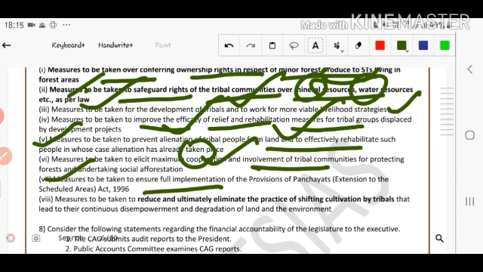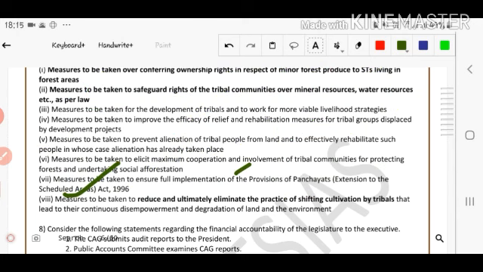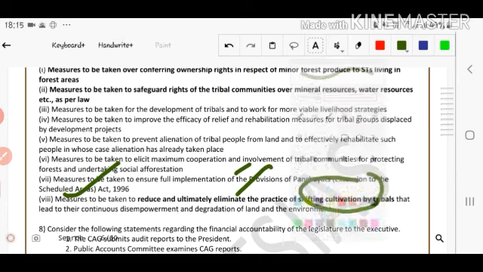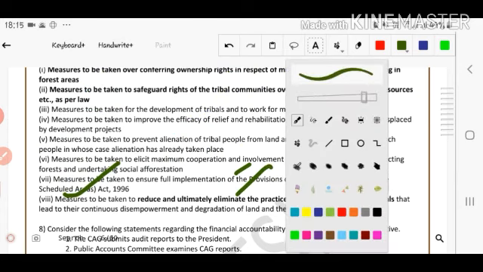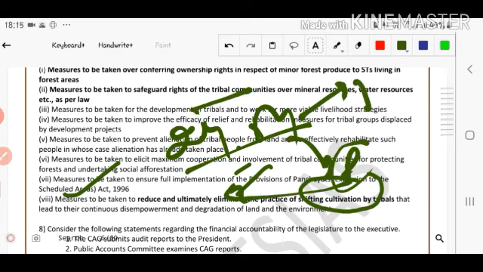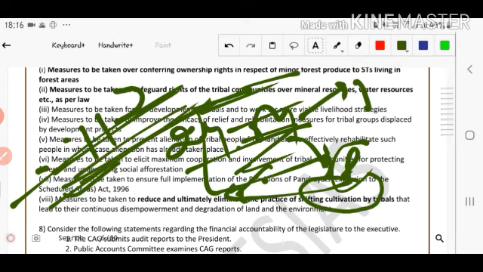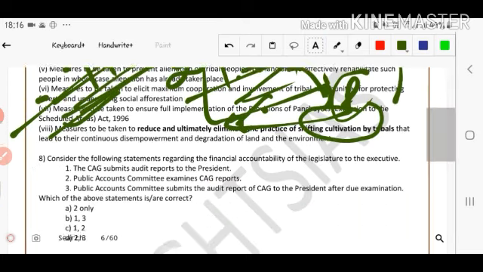Measure to be taken to ensure full implementation of the provisions of the Panchayats Extension to Scheduled Areas, that is the PESA Act of 1996. Measure to be taken to reduce and ultimately eliminate the practice of shifting cultivation. Yes, we have to do this because we have very little forest cover, I think 24.54, and that is not only dense forest but also forest cover. Forest cover includes privately owned land. Even where there is no forest, the plantation near roads etc. is counted in the forest cover, and a report also came about it.